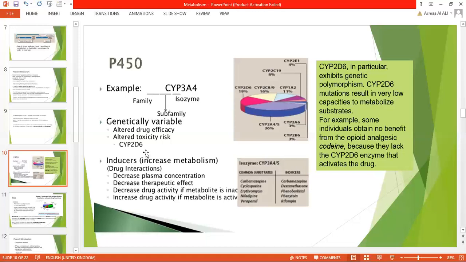And we give as an example for genetic variation, cytochrome 2D6, which particularly exhibits genetic polymorphism, and the mutation results in very low capacity to metabolize substrate. For example, some individuals obtain no benefit from the opioid analgesic codeine because they lack the cytochrome 2D6 enzyme that activates the drug.